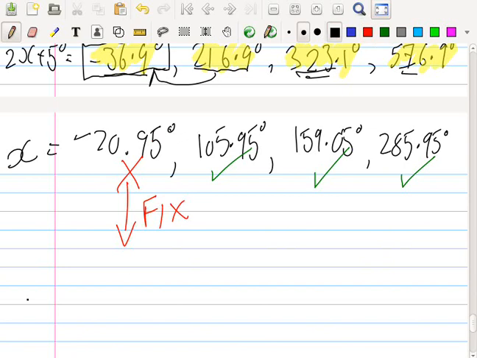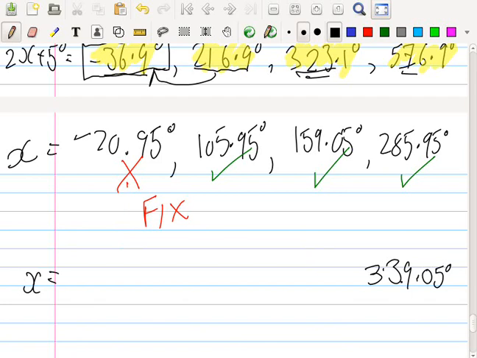Now, how do I fix it? The way to fix an angle that is negative and you want it to be positive is just add 360. So please add 360 to that, and what do you get? 339.0. So I fixed this answer.